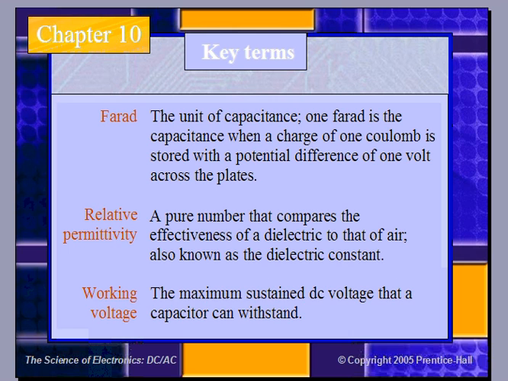1 farad is the capacitance when a charge of 1 coulomb is stored with a potential difference of 1 volt across the plates. Relative permittivity, a pure number that compares the effectiveness of a dielectric to that of air, also known as the dielectric constant. Working voltage is the maximum sustained DC voltage that a capacitor can withstand.